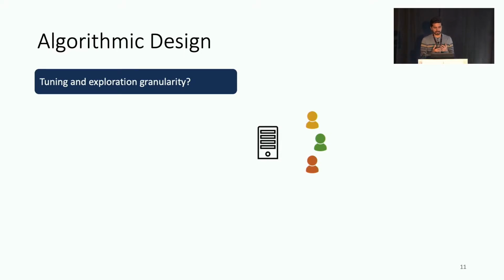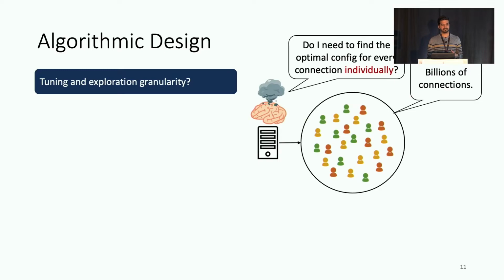Now, the answer to many of these challenges rests heavily on what granularity we want. We want fine-tuning granularity so that the yellow user gets its own optimal configuration, and similarly green and orange get their own. But the CDN edge does not serve just 3 connections. It's millions and billions of connections. And if we are trying to find the optimal configuration for each connection individually, it's a very challenging task and it's impractical.